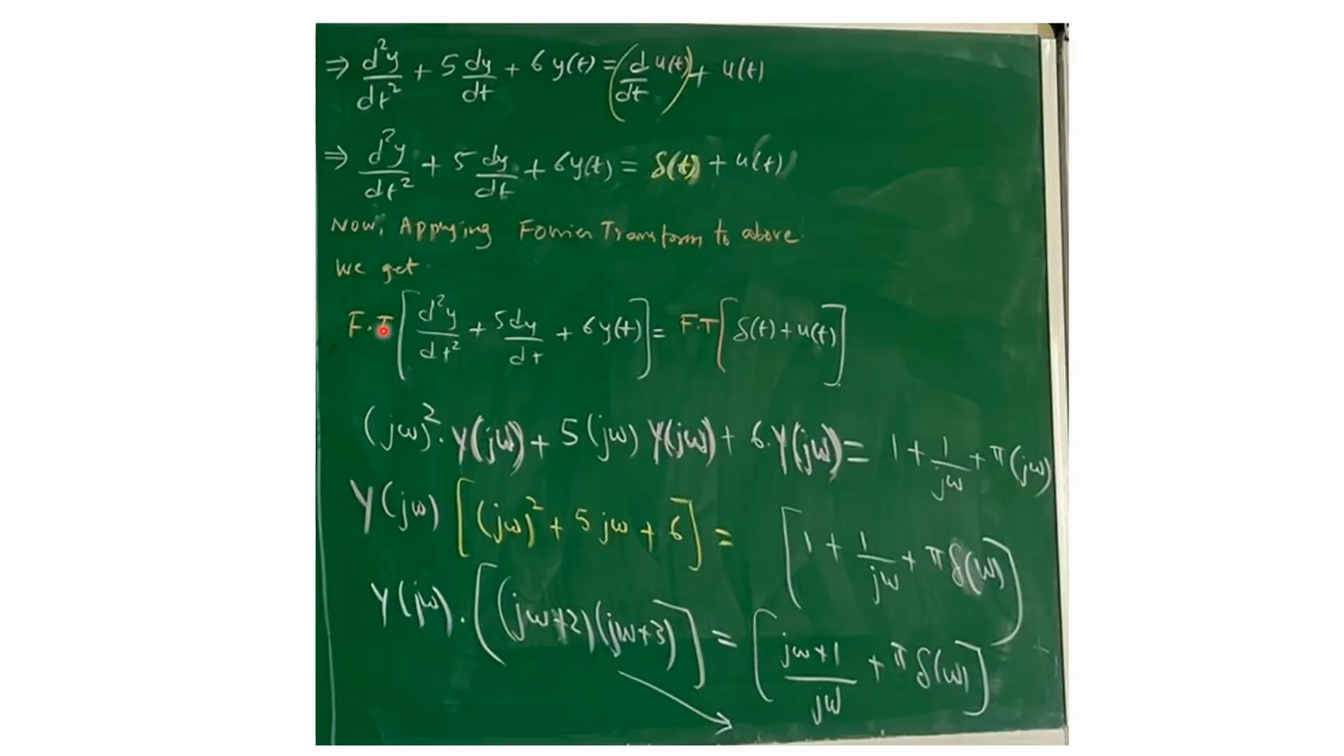Finally, on application of the formulas of Fourier transform to each and independent terms, we get (j omega) squared into Y of j omega plus 5 into j omega into Y of j omega plus 6 into Fourier transform of y of t, which is Y of j omega, plus Fourier transform of delta of t plus Fourier transform of u of t, as discussed. So we have just substituted this. We have taken Y of j omega common and we have simplified for Y of j omega. So this is the expression we get for Y of j omega.